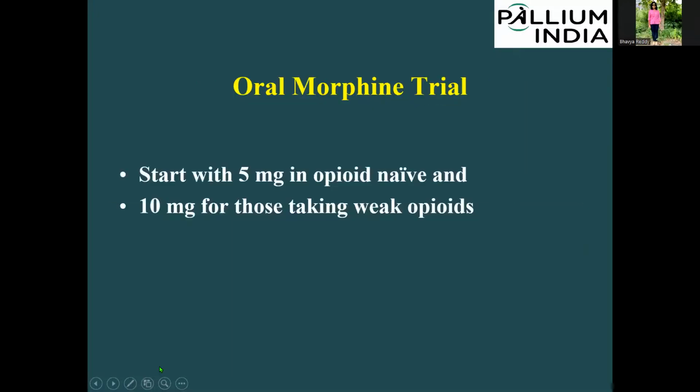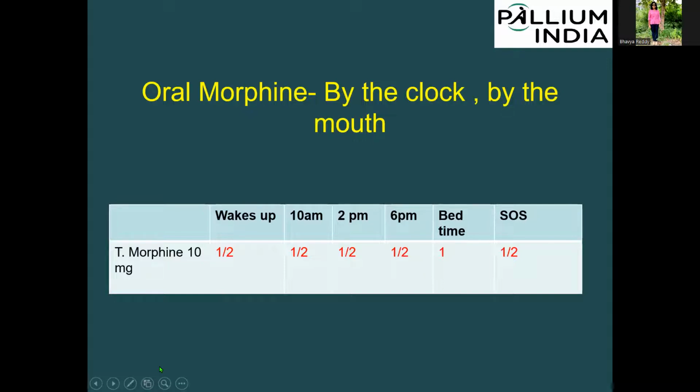Sir, is it direct conversion? For example, if the patient needs something like 80 mg IV, is it the same 80 mg direct conversion to oral? Is it like 1:1? Everybody will have a doubt regarding this, because all of you might have read that injectable morphine is 3 times more potent than oral morphine.